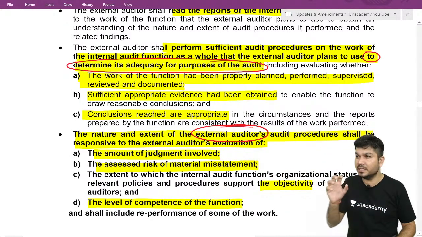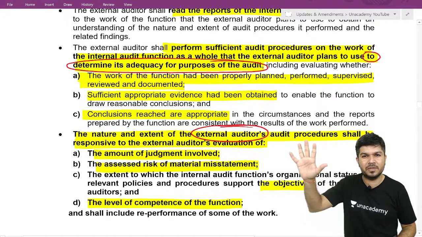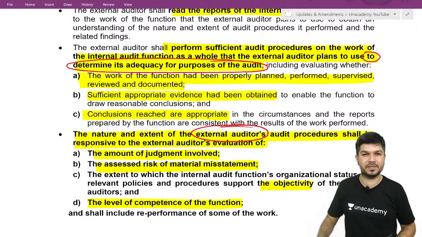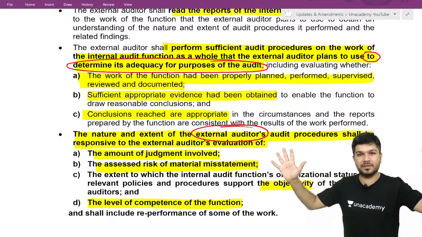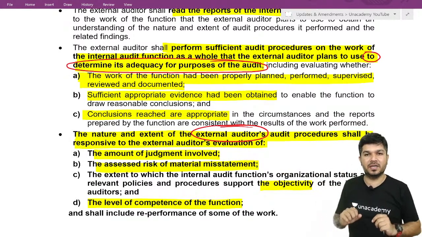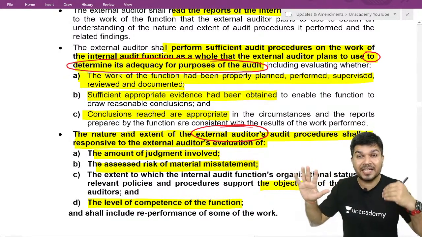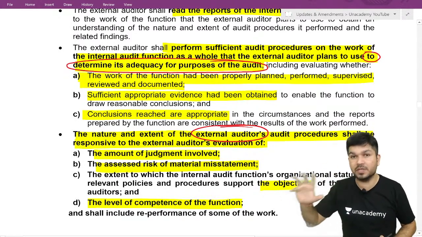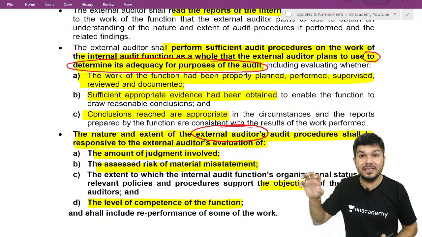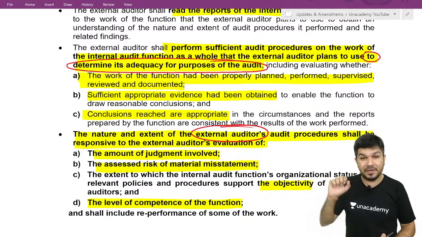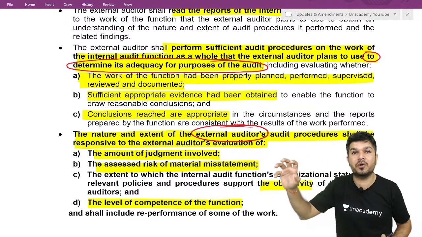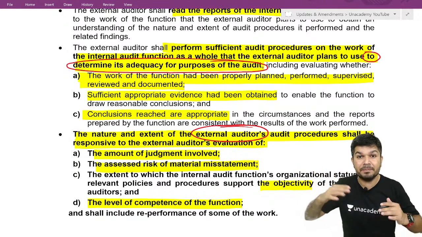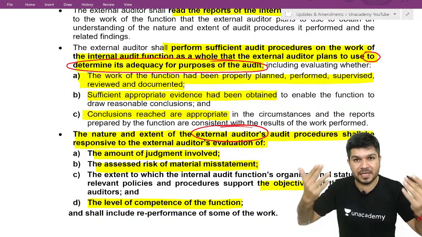Now, I am using that particular work. Out of 10 works, I want to use only 2 works. What should I do additionally? It will depend on the judgment involved, on the risk involved, and on whether they did it objectively and whether they had the competence to do it properly. Based on that, my procedures will be decided.